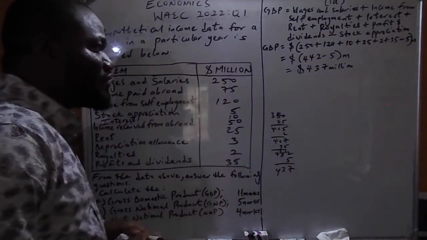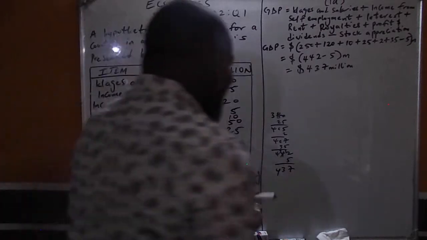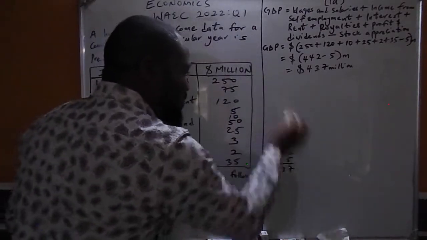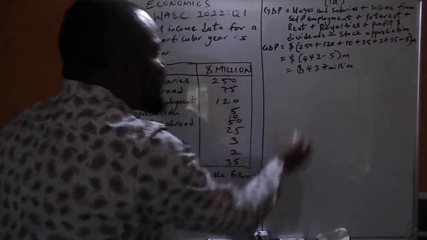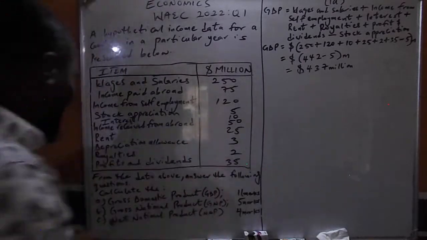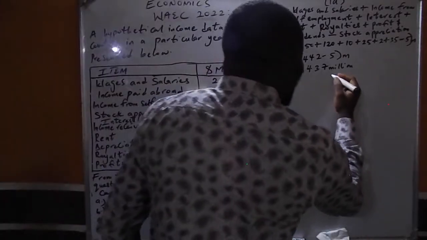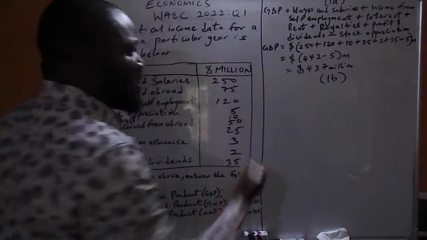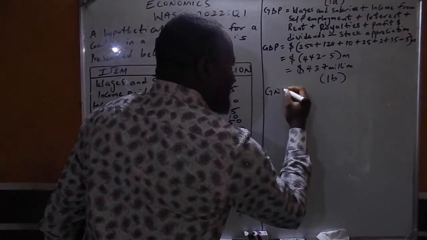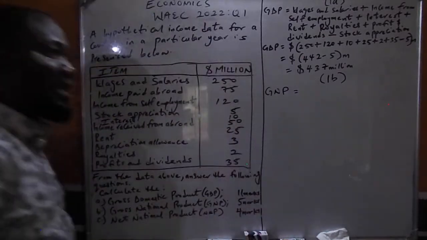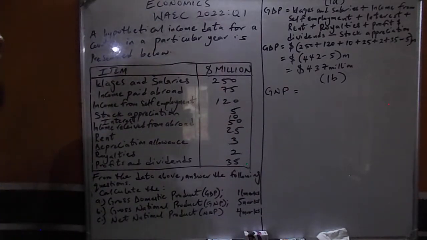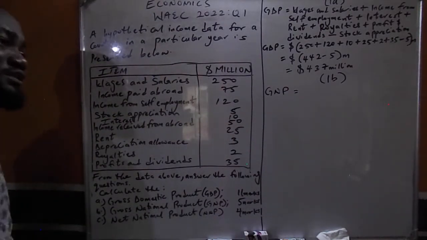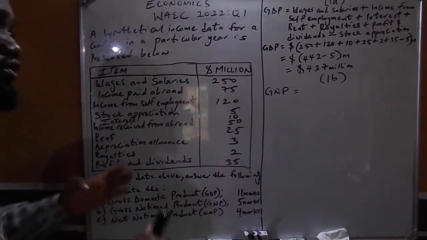So now, if you have this as your 437 million, then you can now calculate for your next thing, which is to look for your what? Gross national product. You now say 1B. Now, in your 1B, gross national product, which is GNP, which is the total monetary value of all goods and services produced by the nationals of a country in a given year.